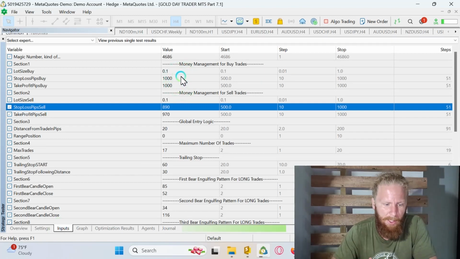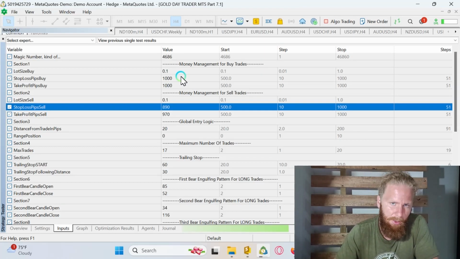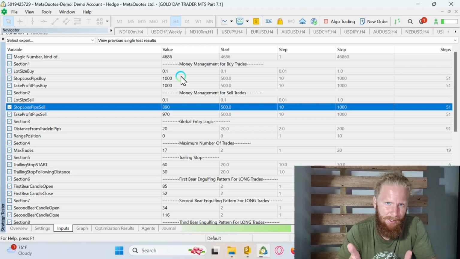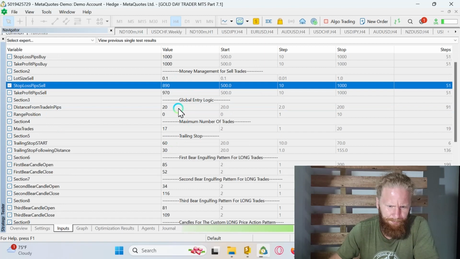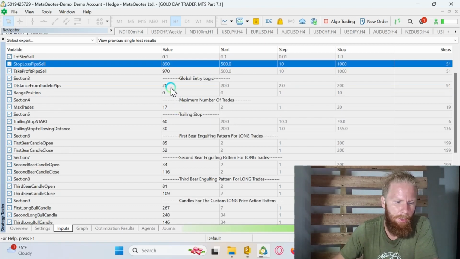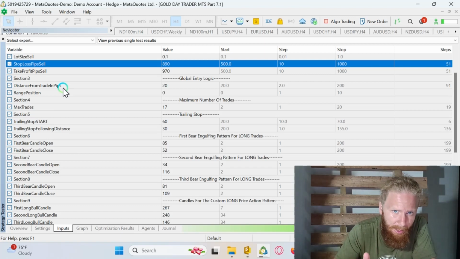First of all, we have, of course, fixed lot size. Second of all, we have fixed stop loss and take profit separately for buy and sell trades. It is not that different, but you can adjust it separately, and many times it is great. And then here comes the new stuff. We have a parameter called distance from trade in pips.